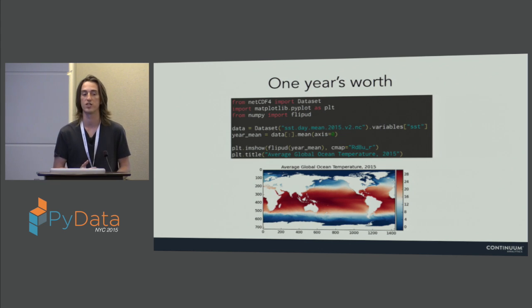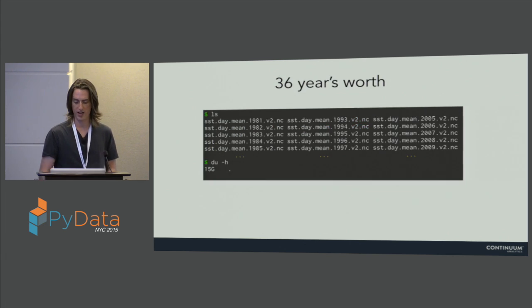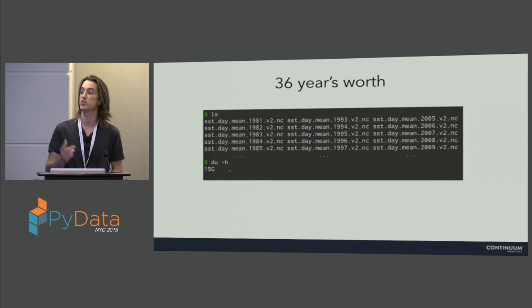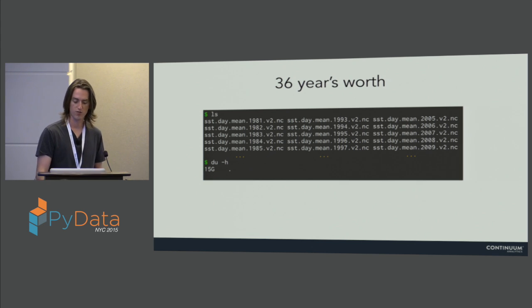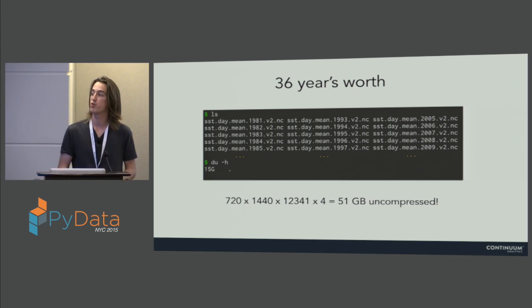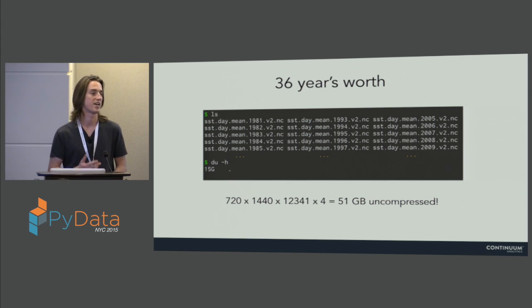Here we're averaging one year's worth of data to get the mean ocean temperature for that entire year. But what happens if I have more? This is 36 years' worth of data, each one stored in a yearly file. It's about 15 gigabytes on disk, but that's compressed. If you were to decompress it, you actually end up with about 51 gigabytes uncompressed, and that is a lot bigger than the RAM on my laptop. I can't easily work on that on my laptop.